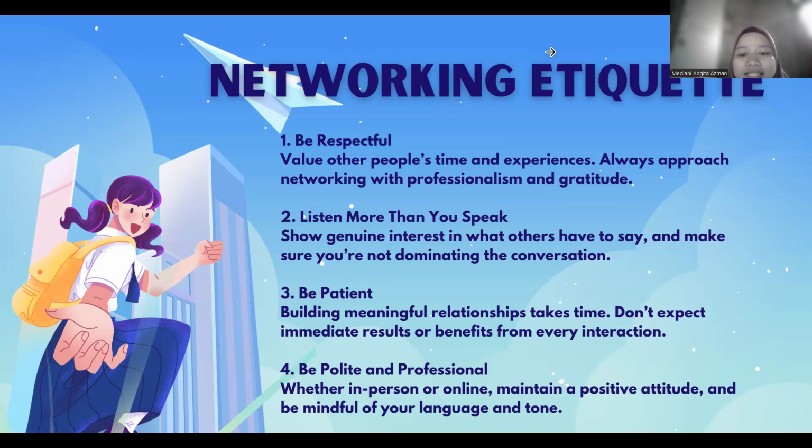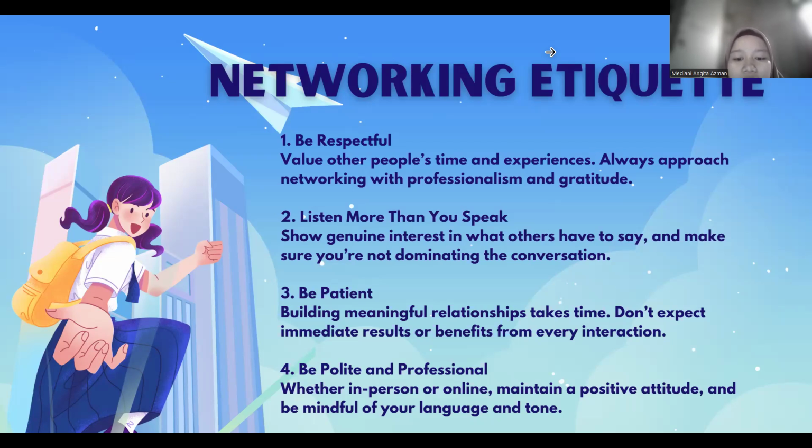Second one, listen more than you speak. Active listening is one of the most overlooked skills in networking. When engaging in conversation, focus on thoroughly understanding the other person's words instead of planning your response. Make eye contact, when appropriate, and ask thoughtful follow-up questions to show genuine interest. This helps build trust and rapport.